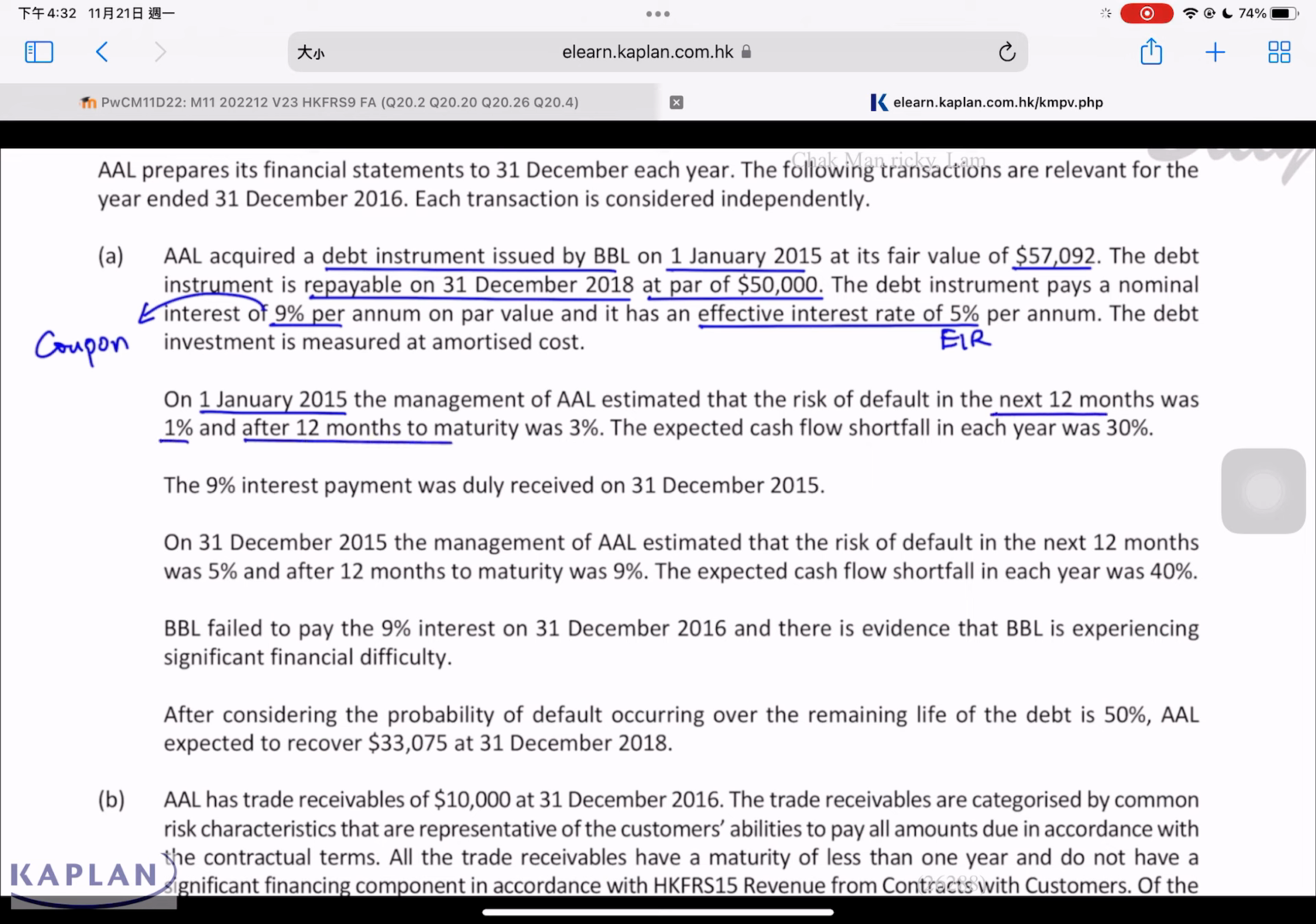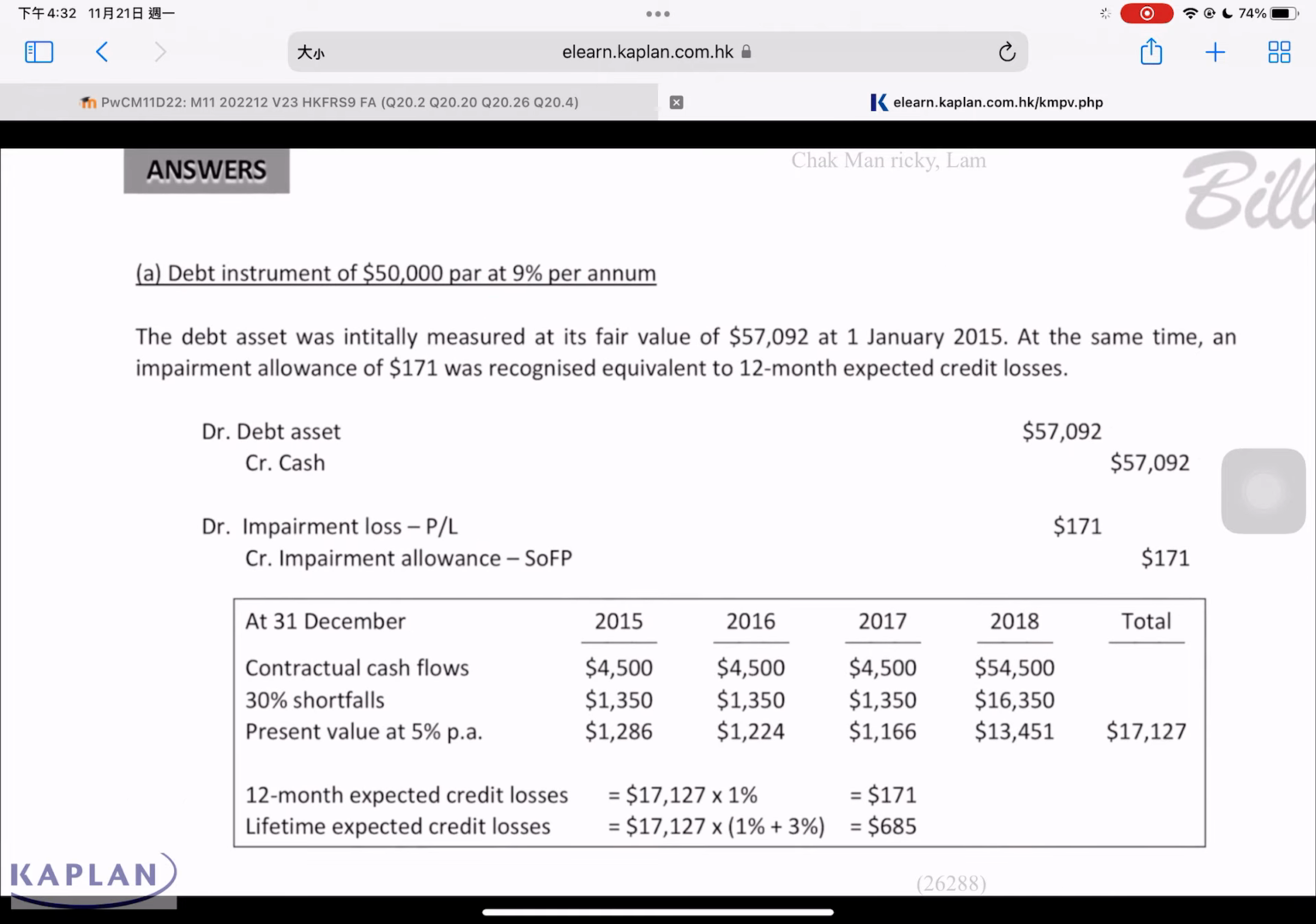After the 12 months, up to the maturity date, it was 3%. The expected cash shortfall, the amount of cash they expect not to receive if there's a default, was 30%. Assuming that we meet the business model test and the cash flow test, this is a financial asset at amortized cost. You are given the answer over here. You may want to read the answer yourself, but can I do it together with you?